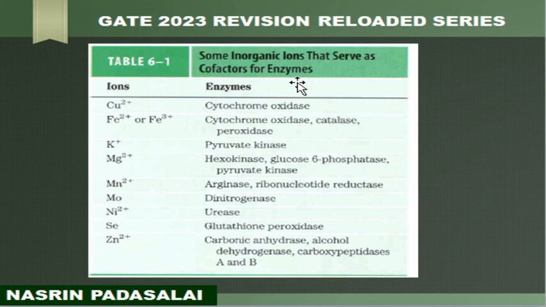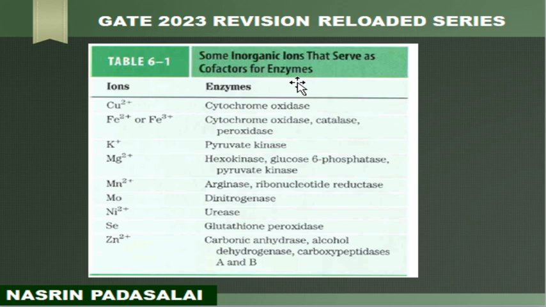So first is Cu2 plus ion, which is a cofactor for cytochrome oxidase. Next is Fe2 plus and ferric ions, Fe3 plus ions. These are acting as a cofactor for cytochrome oxidase, catalase and peroxidase. Next is potassium ions, K plus ions, which are used as a cofactor for pyruvate kinase enzyme. Next is Mg2 plus, which is used as a cofactor for hexokinase, glucose 6-phosphatase enzyme and pyruvate kinase. Next is Mn2 plus, which is acting as a cofactor for arginase enzyme and ribonucleotide reductase enzyme.